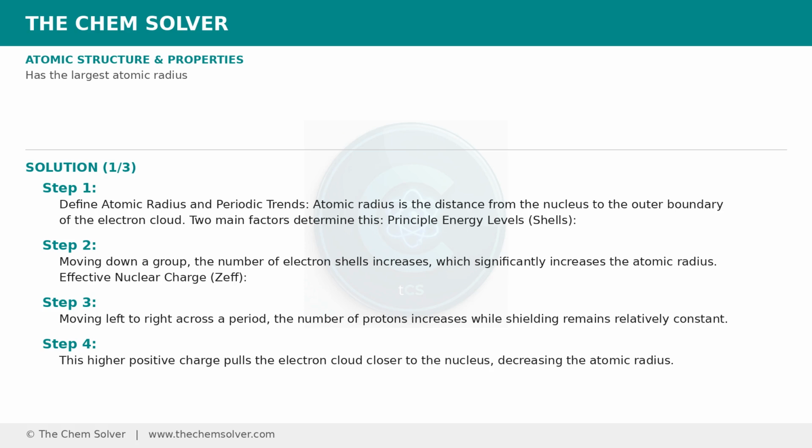Define atomic radius and periodic trends. Atomic radius is the distance from the nucleus to the outer boundary of the electron cloud. Two main factors determine this.